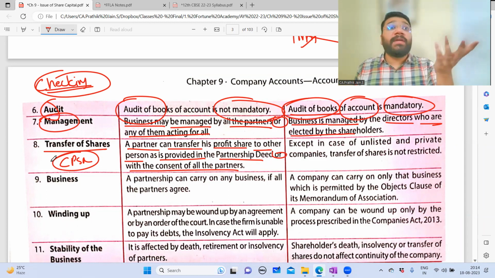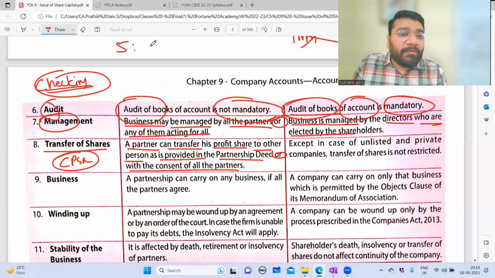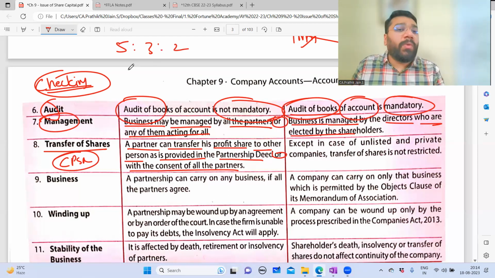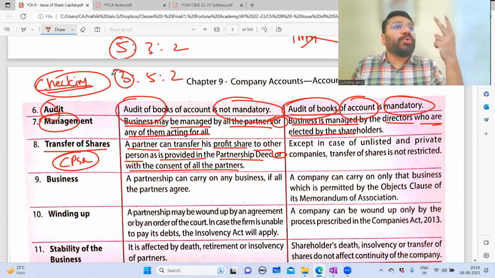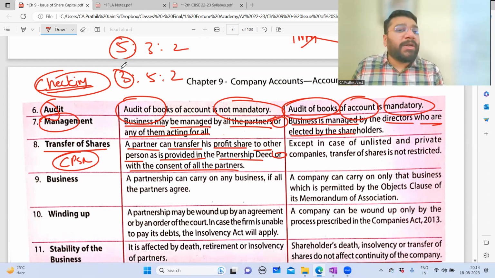In CPSR, sorry, we gave an example of admission. In CPSR, what happens? A, B, C are three partners. The ratio was 5:3:2. Now the new ratio they want to make is 3:5:2. So what happened? Earlier A was enjoying 5 shares of profit. Now he's enjoying only 3. So those 2 shares of profit, what does he do? He transfers it to the other person, which is B.